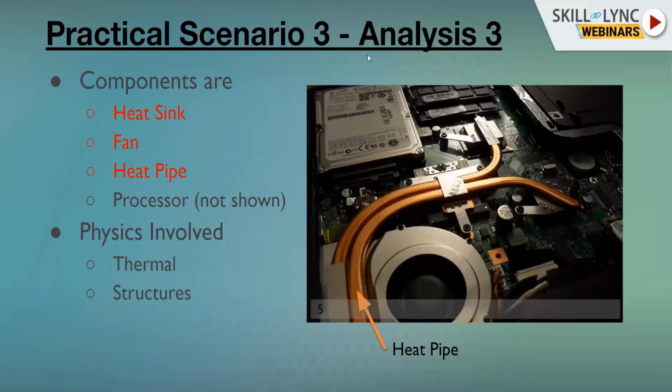So this is also another scenario. This is a kind of view inside the laptop or inside the desktop. The components which we see here: there is a radial fan, and there is a golden color heat pipe, which is called a heat pipe. We can discuss a little later what a heat pipe is. There is no heat sink here.